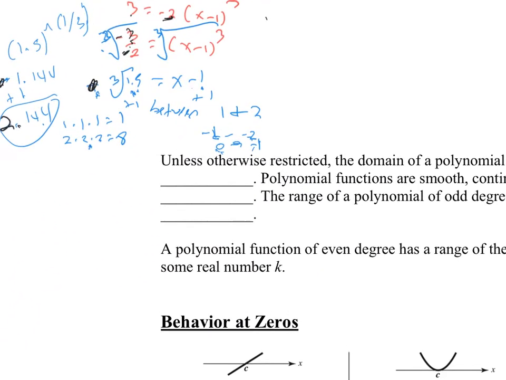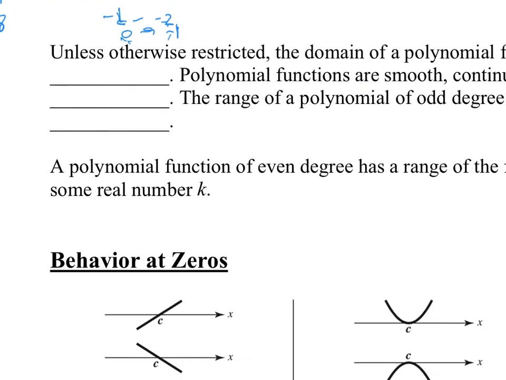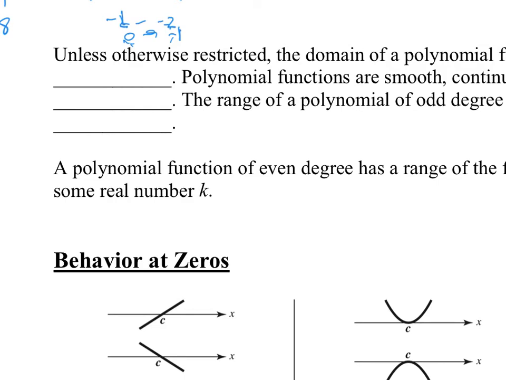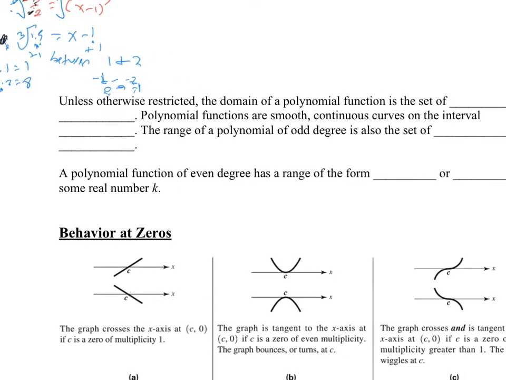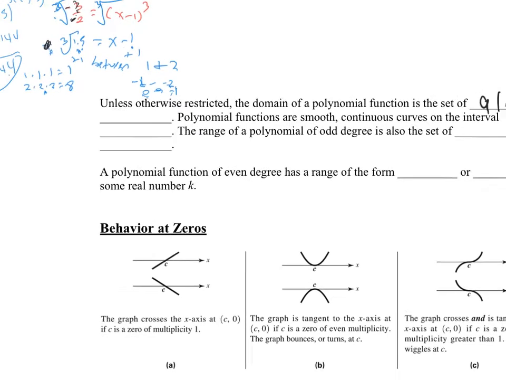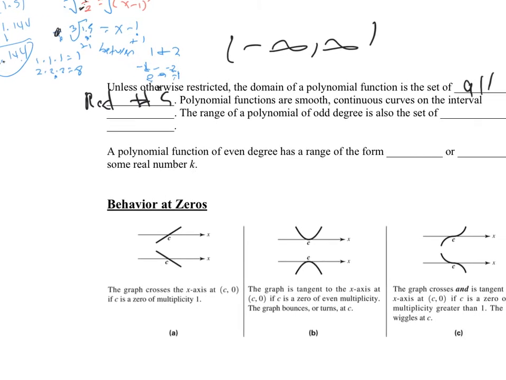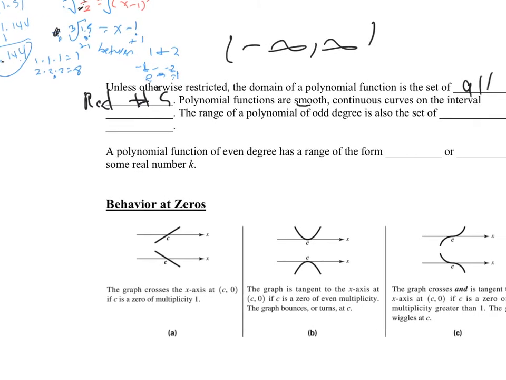Feel free to talk out loud, guys, because I did skip this page. You know what? I did this yesterday too. Unless otherwise restricted, the domain of a polynomial function is the set of all real numbers. That means negative infinity to infinity. Polynomial functions are smooth and continuous, always on the interval, since it's all real numbers, negative infinity to infinity.